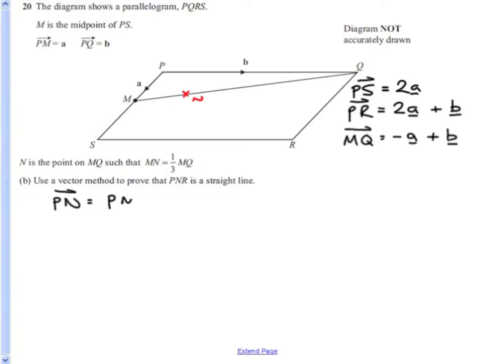To get from P to N, we go from P to M and then 1/3 of the way from M to Q, because we know that 1/3 of MQ is what MN is. Now if we write that in terms of A's and B's, PM is just A, and then we've got 1/3 of MQ, and we know that MQ is negative A plus B from our work in part A.